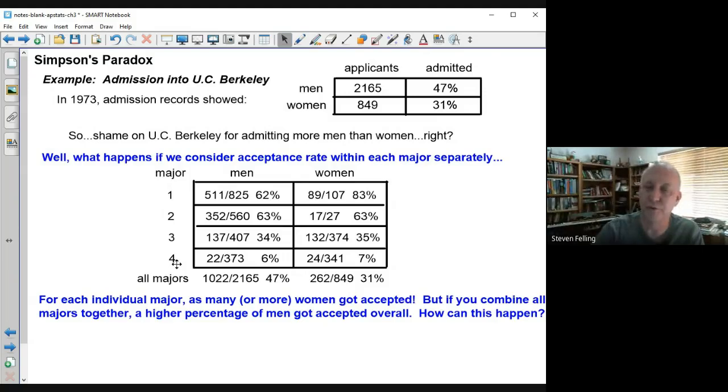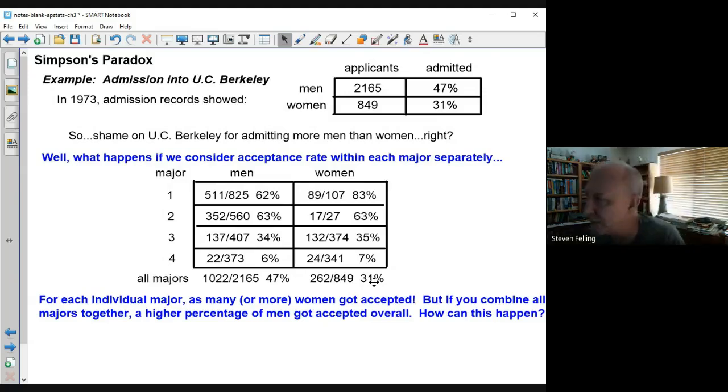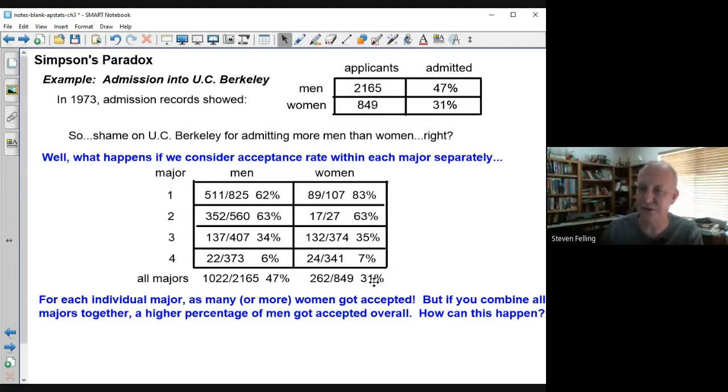And in major category 4, 6% of the men and 7% of the women were accepted, so more women were accepted. So when they looked at it on a major by major level, in all majors, either the same percentage or a higher percentage of women were admitted than men. And yet, when these were collapsed into just men and women, there was a lower percentage of women overall that were selected. Pause the video for a second and see if you can see why this is happening. In the class, we would have a discussion about this at this point.